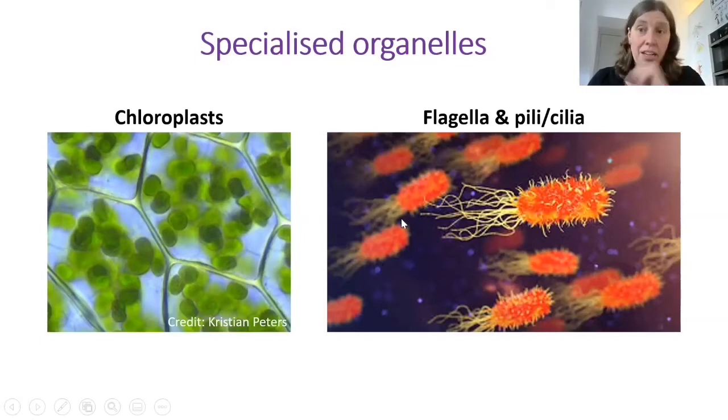And then the other specialist structure that you may find in cells are the chloroplasts that you find in plants and algae and things like that. These are green because they contain a pigment called chlorophyll, and they are required for plants to undergo photosynthesis. So they take light and are able to convert that energy to sugars.